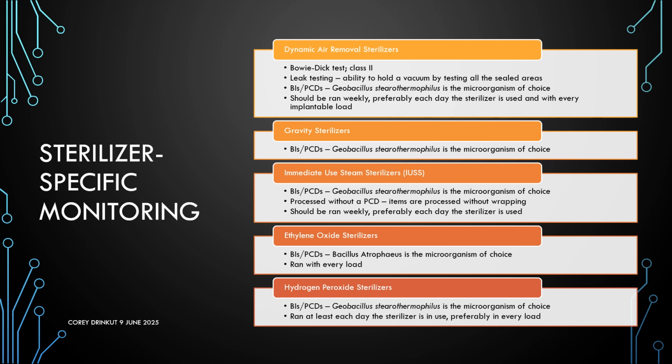Your hydrogen peroxides, they use the same as all the others except for ethylene oxide. They will use the Geobacillus stearothermophilus, and they say it should be run every day that the sterilizer is in use. But most facilities are running a biological with every load as well.